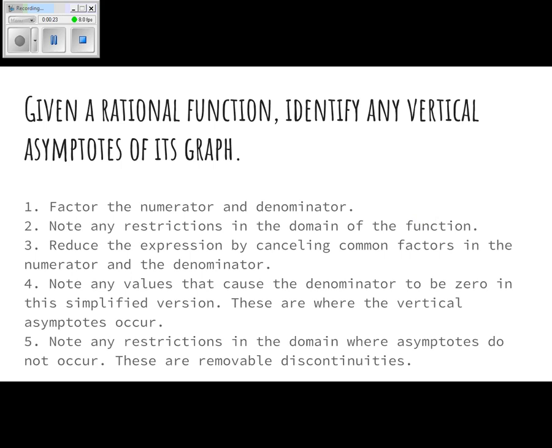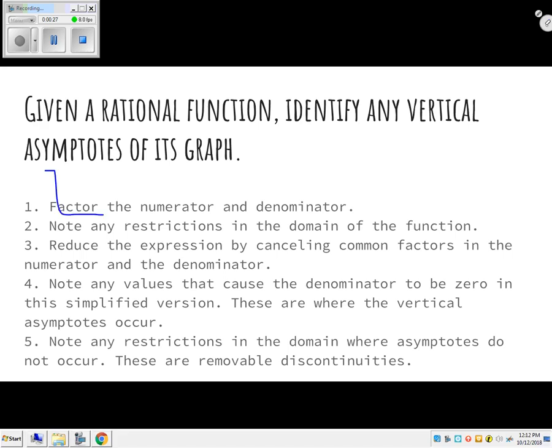A couple highlights on it. First off, we're going to be factoring both the numerator and the denominator. Now you're going to be asking me, why do I have to factor both of them? You're going to see we're just going to be using one or the other. You'll see why before the end of the video. We've already done the restrictions on the domain of the function. We'll talk about that a little bit. But right here, if I can reduce, I definitely want to. If I see a common factor on top and bottom, numerator and denominator, let's get rid of that.